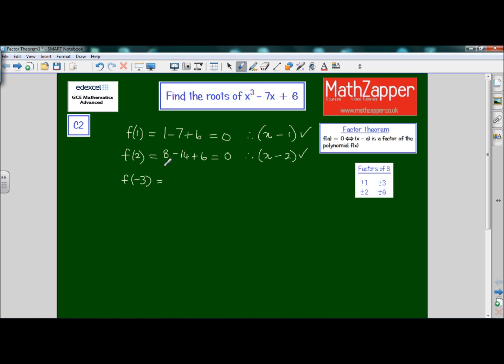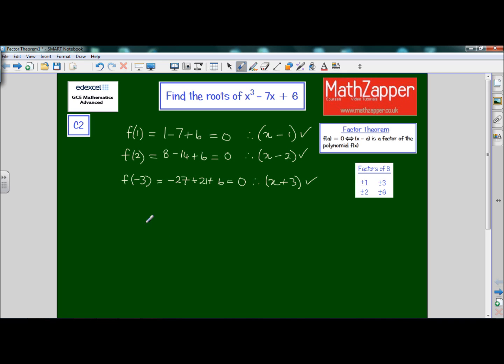Minus 3 cubed gives us minus 27. Minus 7 times minus 3 is plus 21. And then add 6, which is the constant. And what do we have? Minus 27 plus 21 is minus 6, plus 6, 0. Therefore, x minus minus 3, which is plus 3, is a factor.